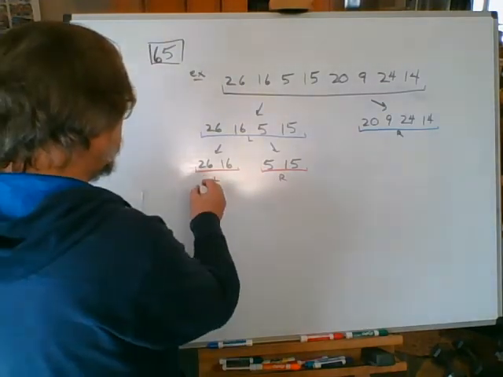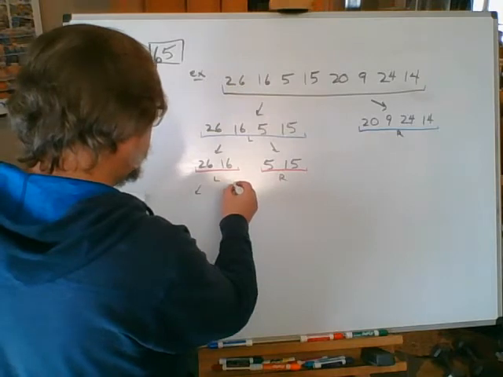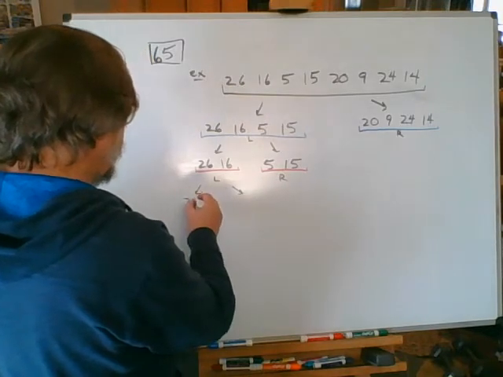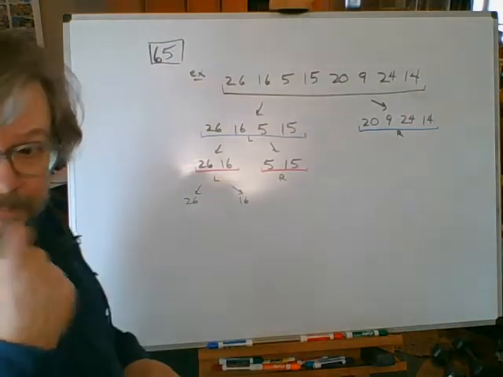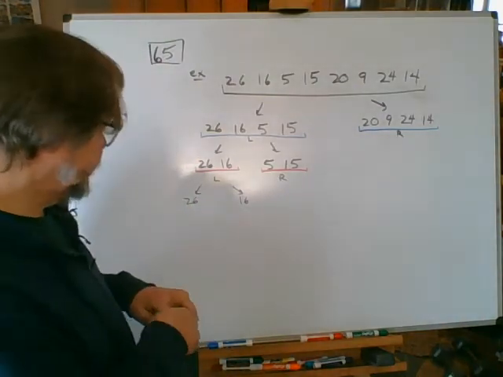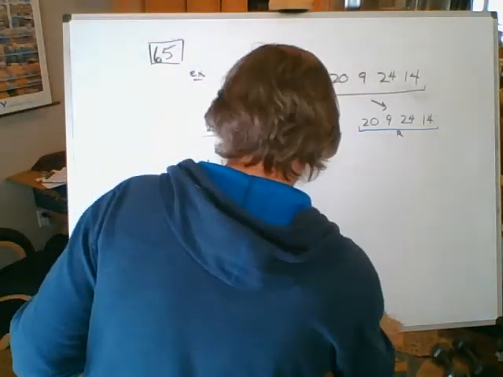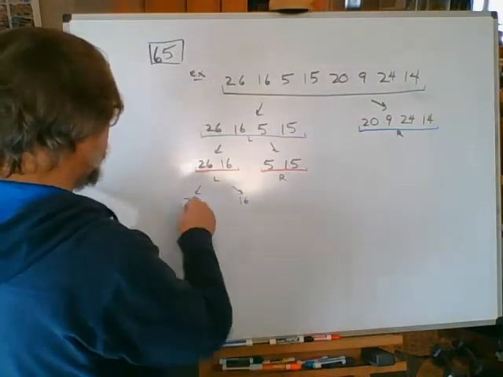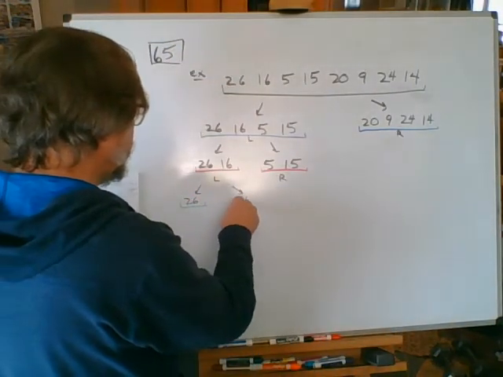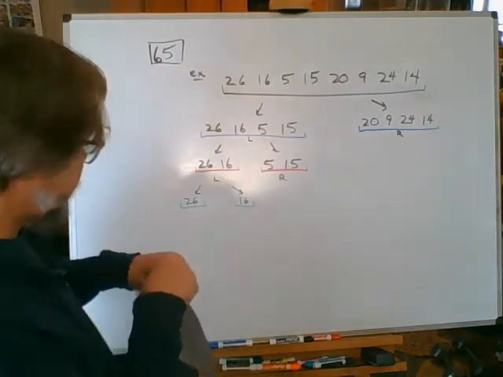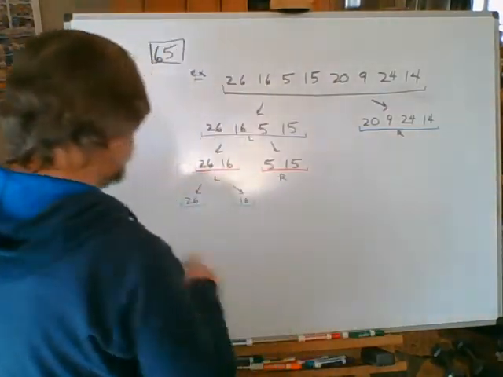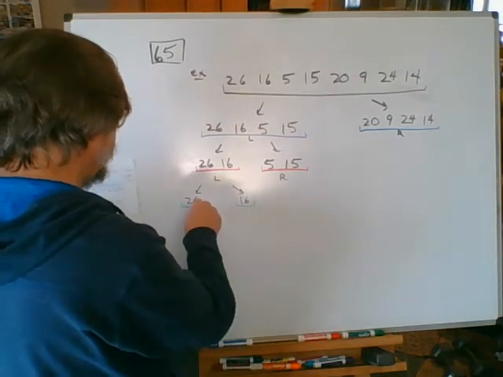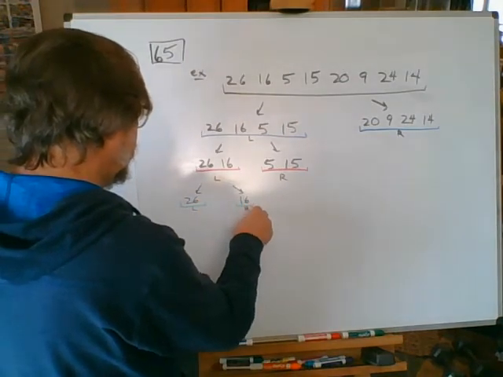We're almost done splitting. Here's 26 by itself, half the list. 16 by itself, half the list. And yet a different color. A tiny little list of size 1 is 26 all by itself. A tiny little list of size 1, 16 all by itself, with a tiny little L and R just for them. L and R.